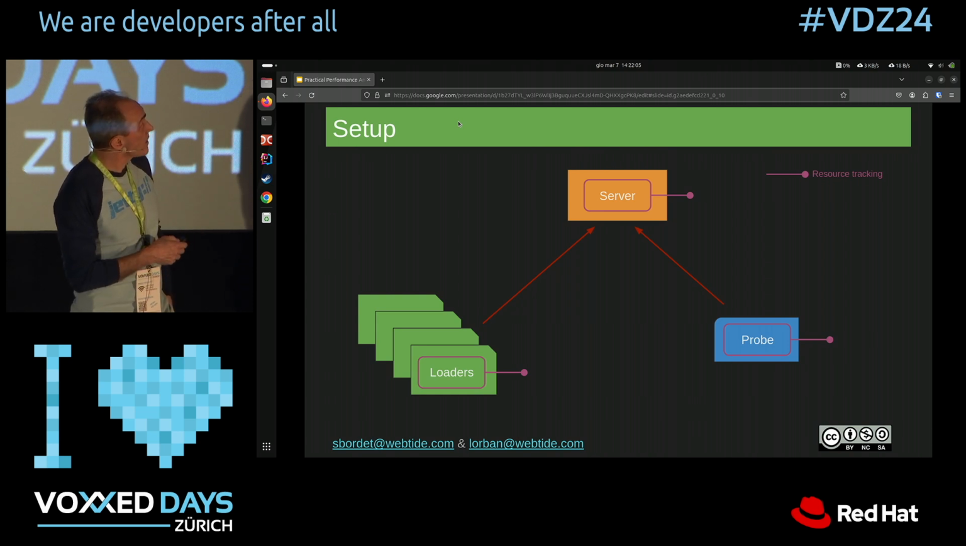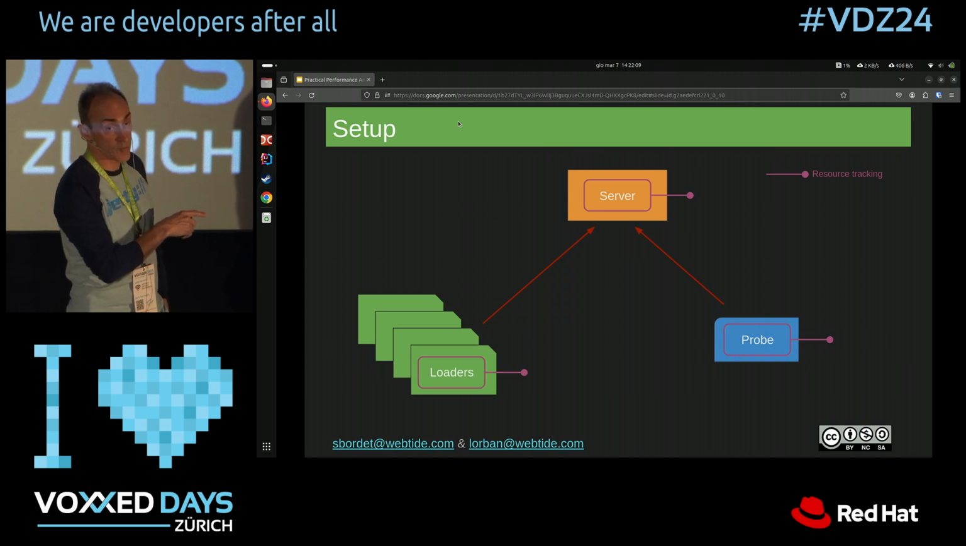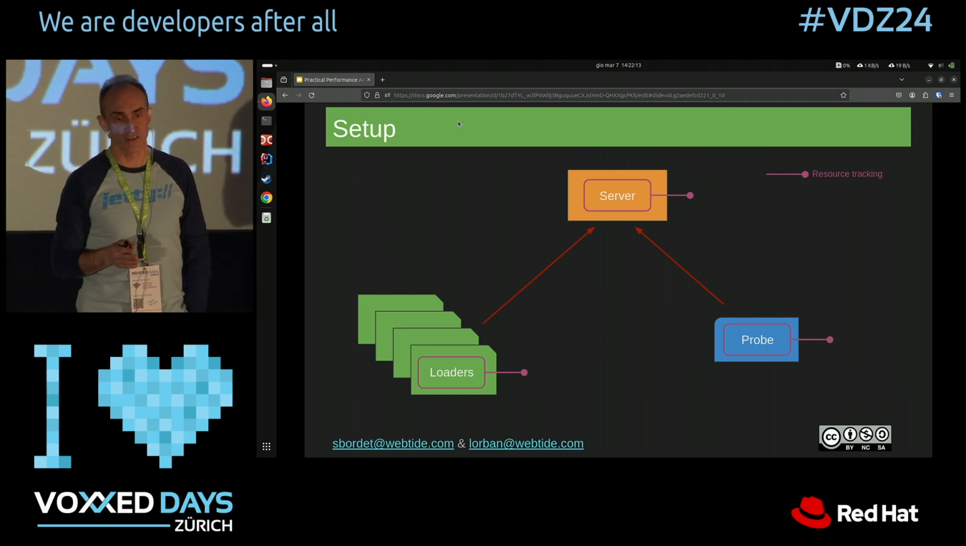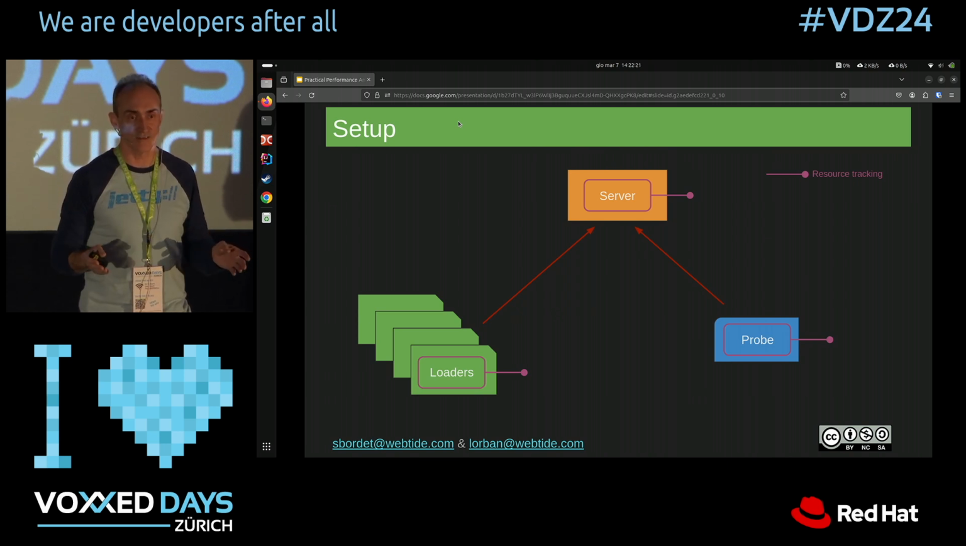So this is the typical setup. You want to have resource tracking. You have one server, many loaders, and one probe. Why the many loaders? Because the most common answer that we give to customers and people that open issues to Jetty is, you are limited by the clients. The server can do a lot more. There's no problem.